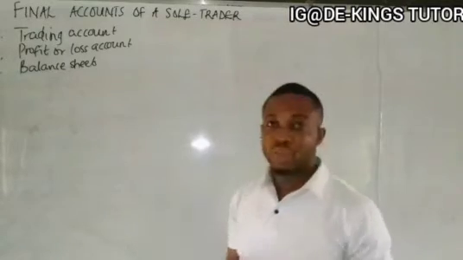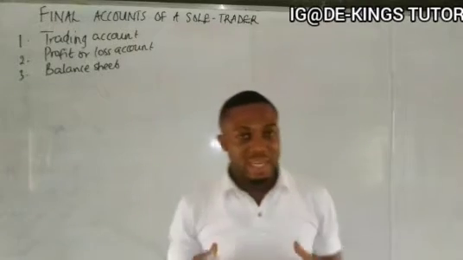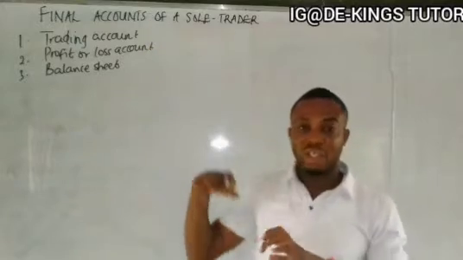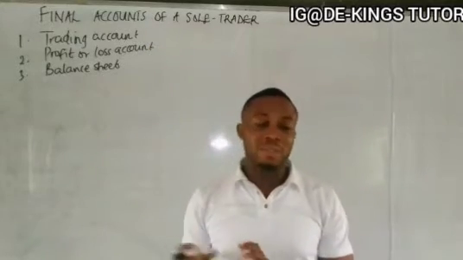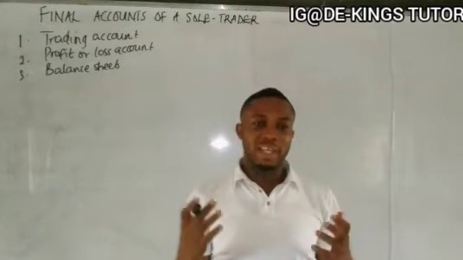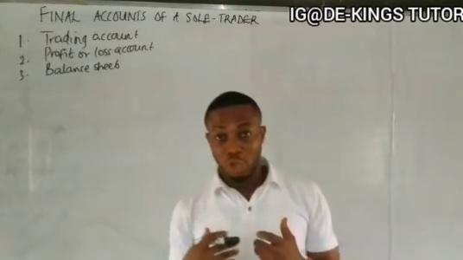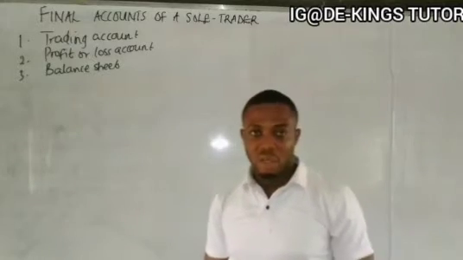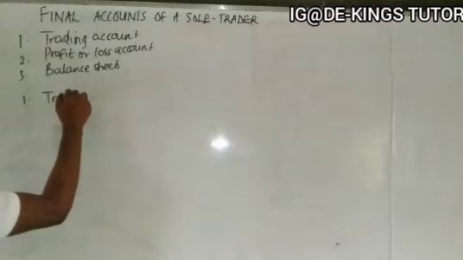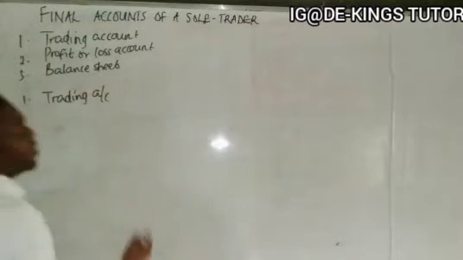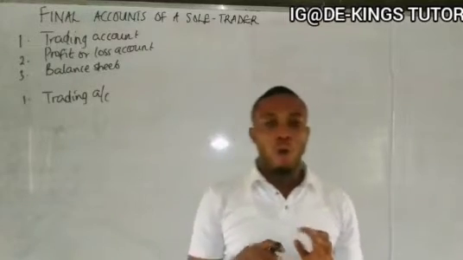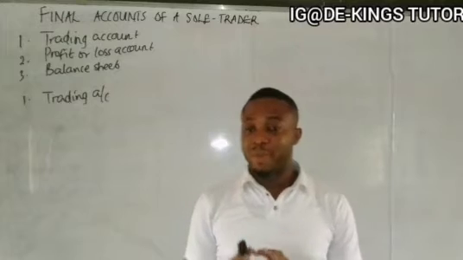Now the first one, which is a trading account, or recently the name has changed, merging the trading and the profit or loss account. It is formally called an income statement or the statement of comprehensive income. So in case you're seeing that in your exams, you should also know it means the same thing. Now the first one is the trading account, and the trading account is prepared to get the gross profit or the gross loss. That is the essence of preparing the trading account.